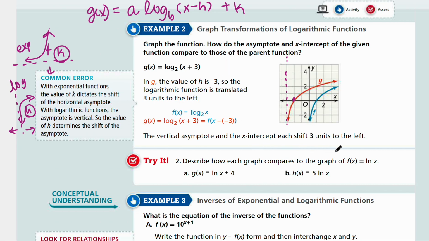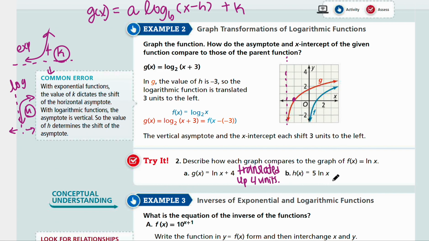Describe how each compares to the graph of the parent function f of x equals natural log x. So pause the video, come back when you're ready for answers. Okay, are you ready? Let's look at 2a. So we have natural log x plus 4. So from your parent function, we added k equals 4. That means we translated where? Up 4 units. And that's it.